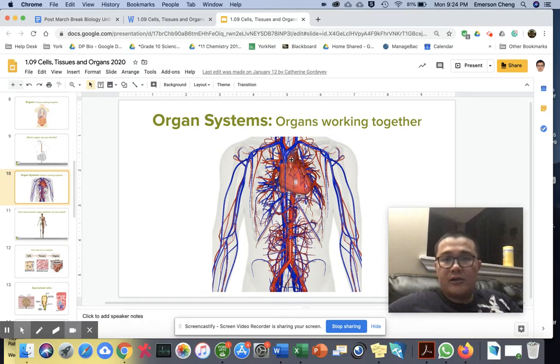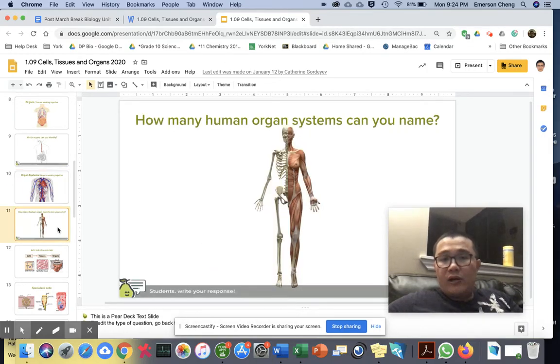So you have your heart. Blue is usually the veins. Red is usually the arteries. Now, how many organ systems can you name? Okay, pause that. How many organ systems can you name?